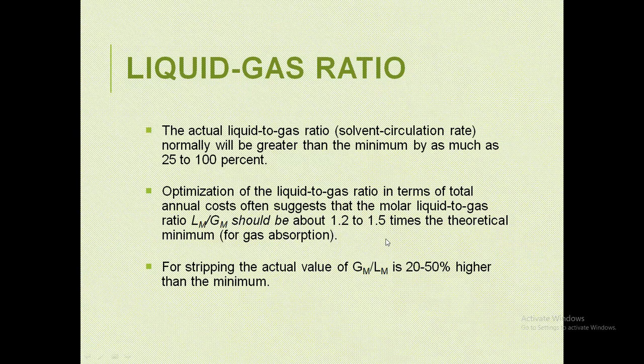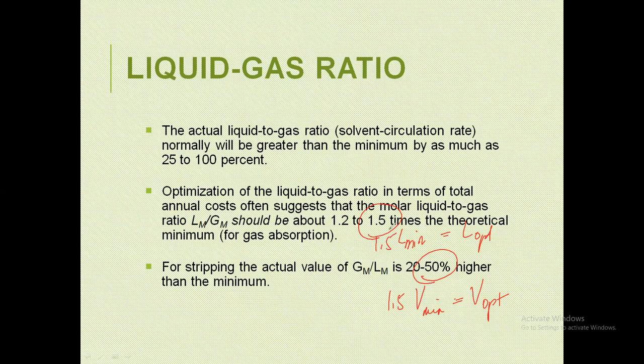Now, since we have here a range of values, for the actual amount that will be used to optimize the process, we use the larger value in the range. So we use the 50% more. Determine first the minimum solvent requirement. In the case of gas absorption, that would be L minimum. In the case of stripping, that would be V minimum. And then you multiply it by 1.5 if you want the optimum. So V optimum will be 1.5 of the minimum. Here, L optimum will be 1.5 of the minimum. So determine first the minimum, then just add 50% to that. That would be your optimized solvent requirement, or the optimized solvent to be used for your process.